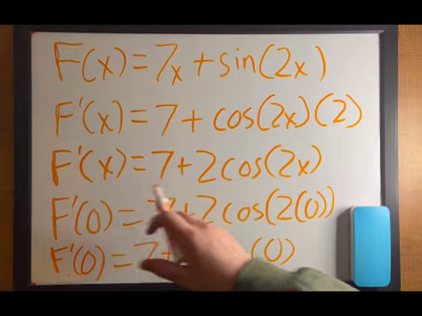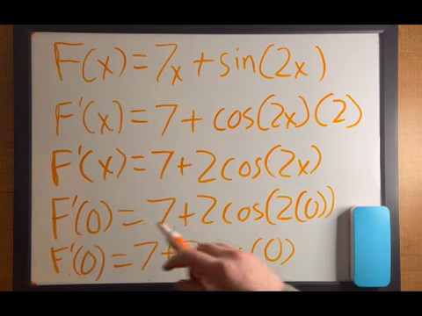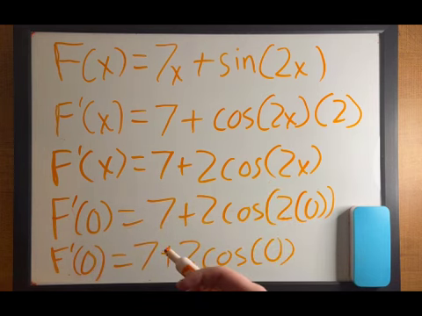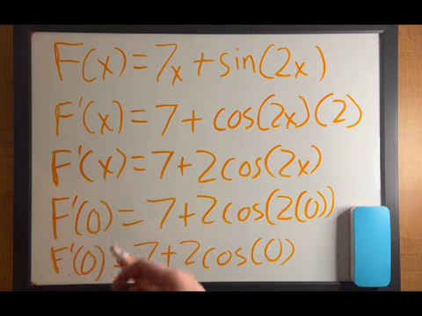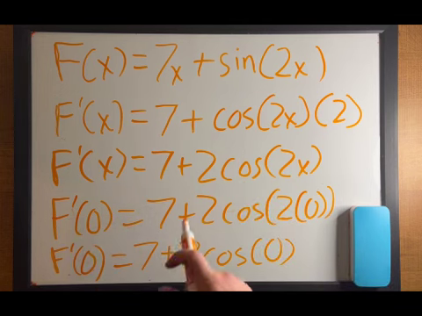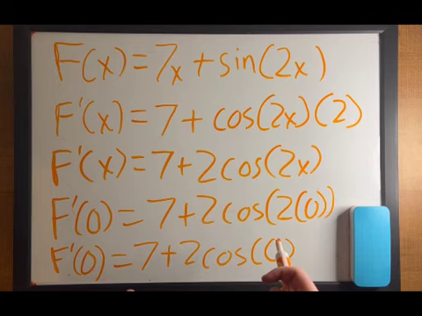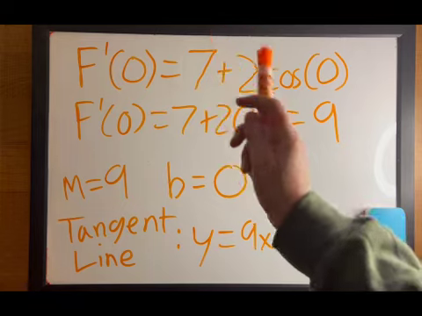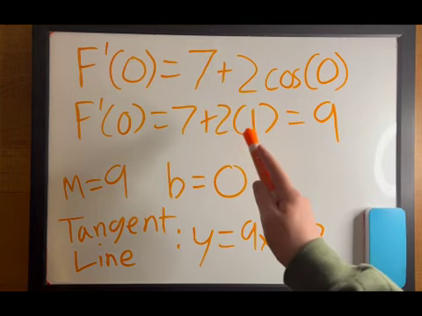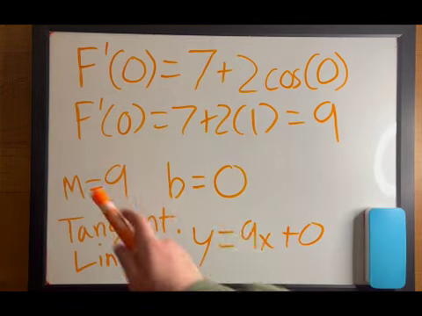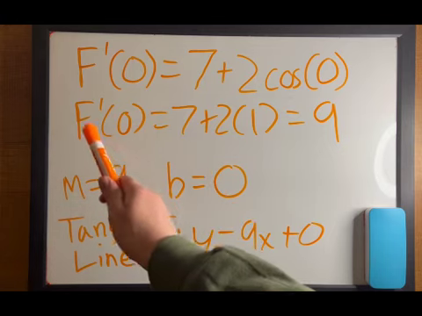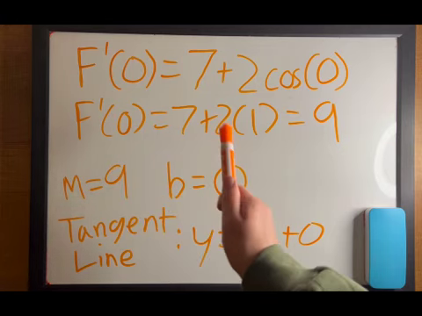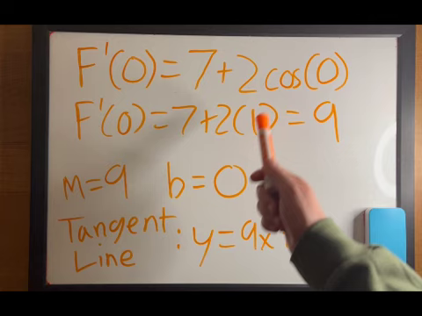Now that we've got our derivative function, we just plug in 0 because that's the point where it starts. That simply comes out to 7 plus 2 times cosine of 0. To solve this, we just need to find the cosine of 0, which simplifies to just 1. Then this equation becomes very easy to solve. F prime of 0 equals 7 plus 2 times 1, which just equals 9.